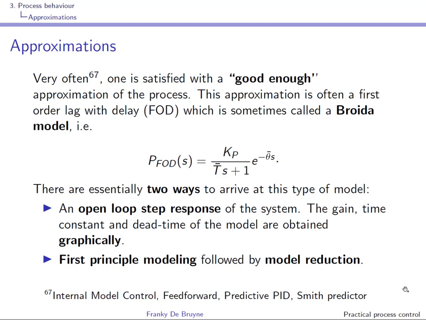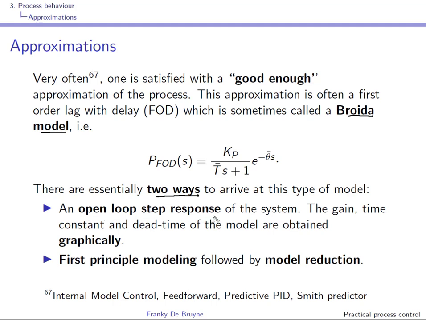Very often, to design an internal model controller, a predictive PID, a Smith predictor, or to obtain a feed-forward law, we are satisfied with a good enough approximation of the process, and often this approximation involves a Broida model. A Broida model is a simple model with one time constant, a static gain of course, and a delay in the system, right? So there are essentially two ways to arrive at this type of model.